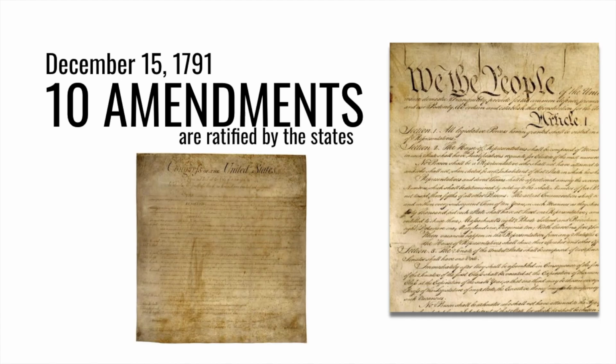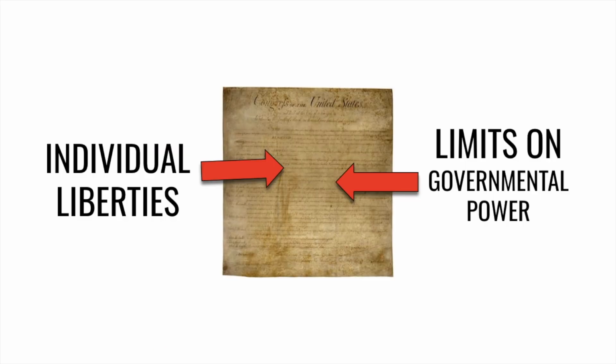And as the states ratify those amendments, on December the 15th, 1791, 10 of those 12 are officially ratified by the states and therefore added to the U.S. Constitution, becoming the law of the land, the first 10 amendments known as the Bill of Rights. So let's take a look a little bit more closely at these 10 amendments that made it into the Constitution.